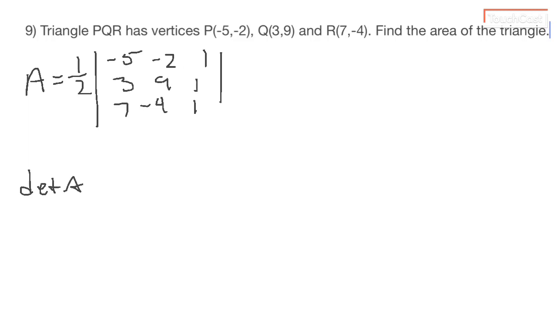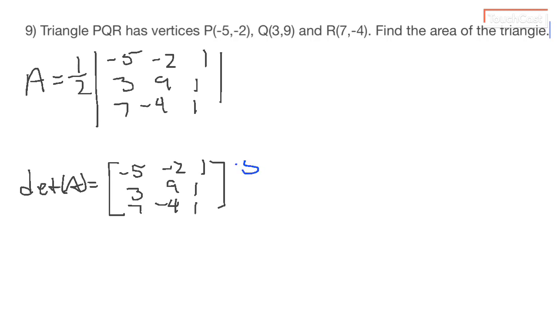So let's start by rewriting our matrix. We're going to have negative 5, negative 2, 1, 3, 9, 1, 7, negative 4, 1. And then we're going to rewrite those first two columns to the right of the matrix. Negative 5, negative 3, 7, negative 2, 9, negative 4. And then we're going to find the diagonals.